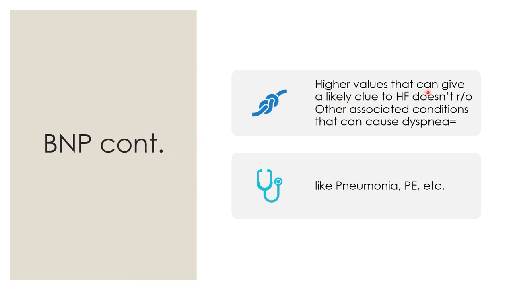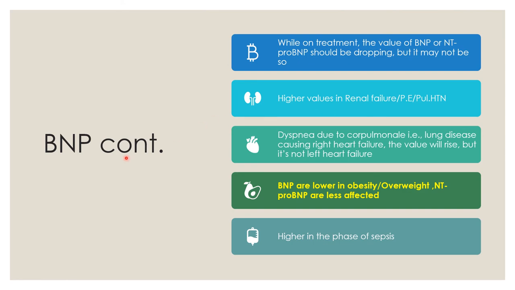Higher values can give a likely clue to heart failure, but higher values cannot rule out other associated conditions that can cause dyspnea. That might be pneumonia or pulmonary embolism, and so on. While on treatment, we will expect the value of BNP or NT-proBNP to be dropping. But don't be surprised, it may not be so.